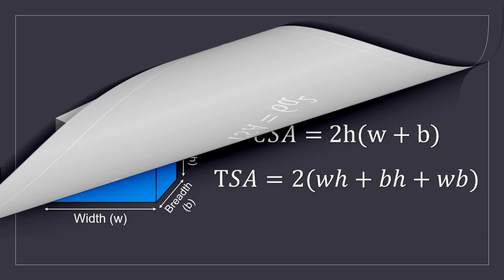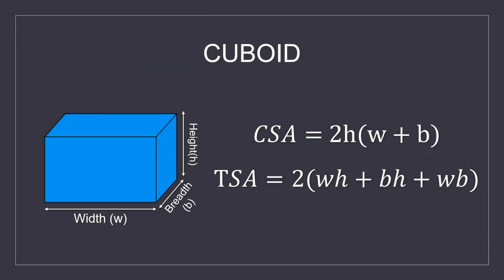Okay, so our second three-dimensional shape is the cuboid. Now a cuboid has three properties, that is width, breadth and height. Which three properties? Width, breadth and height.